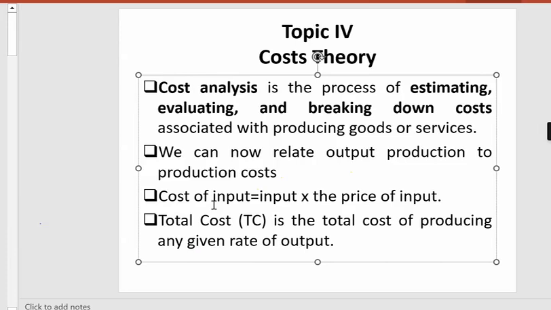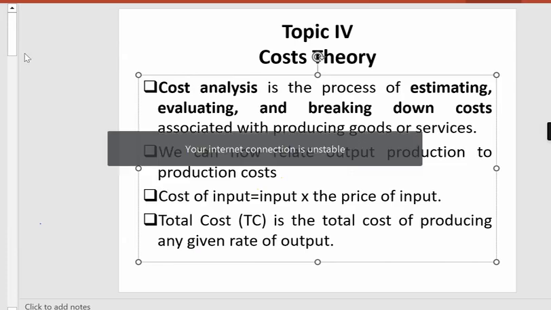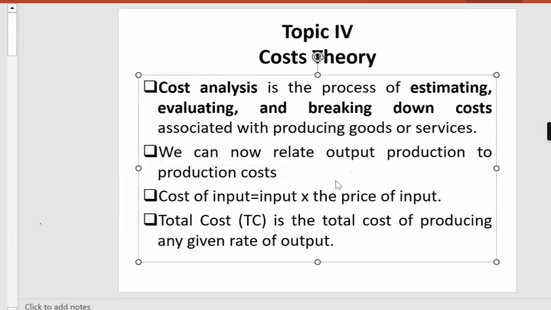And when you say the total cost, that means we have to totalize or sum up the total cost of producing a particular level of output. In this section, we're going to discuss two types of cost: the cost in the short run, and the cost in the long run. But before that, we need to start with short run cost.